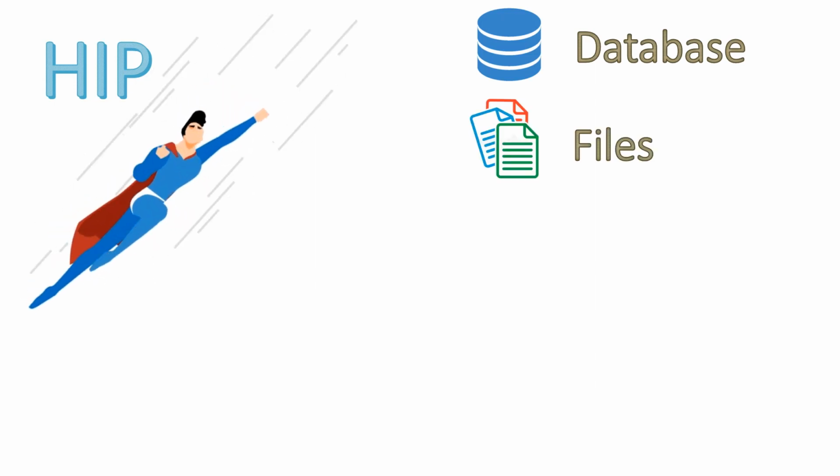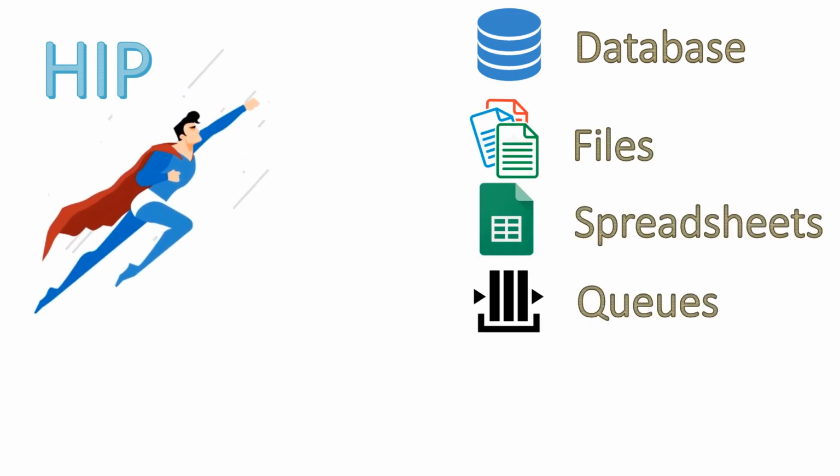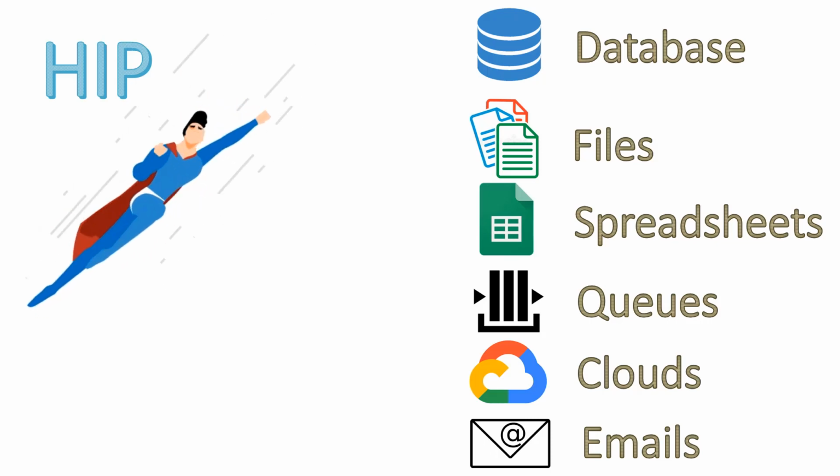HIP manages data across a range of different formats defined by both technology and industry standard: database, files, spreadsheets, queues, clouds, and emails.